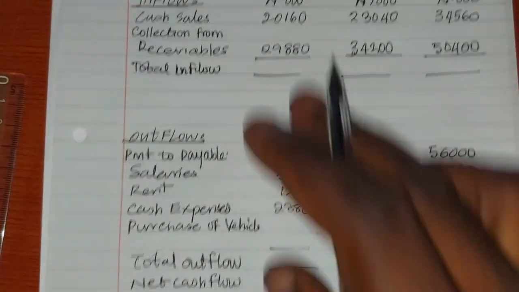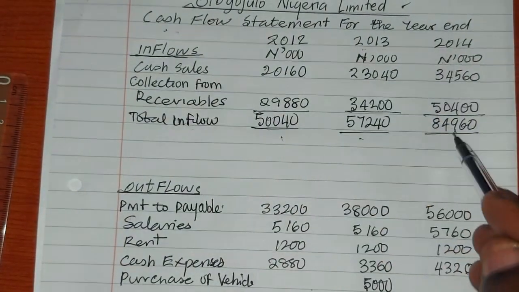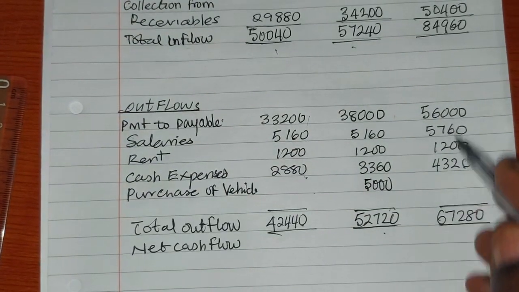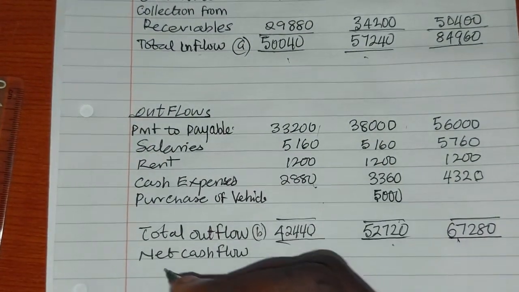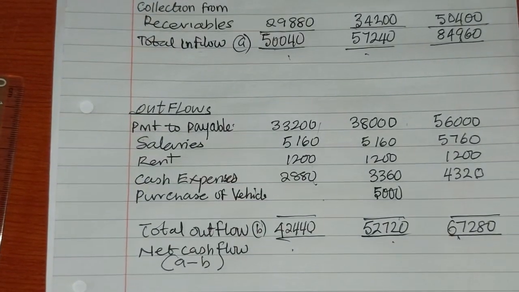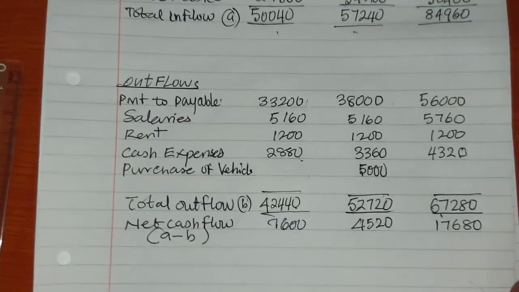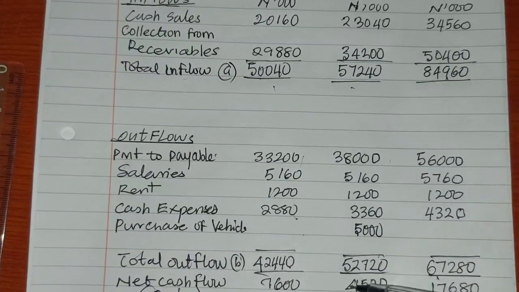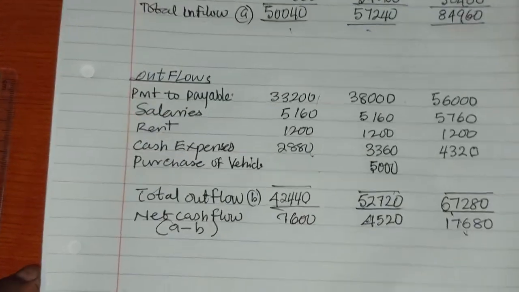All right, so let us add this. When you add, it will give you these figures. You can use your calculator to check. When you add all this, it gives this, then you now subtract. Let's say this is A and this is B. So our net inflow will be A minus B. The net cash flow has been calculated by subtracting this from this, this from this, this from this. You can use your calculator to do that.